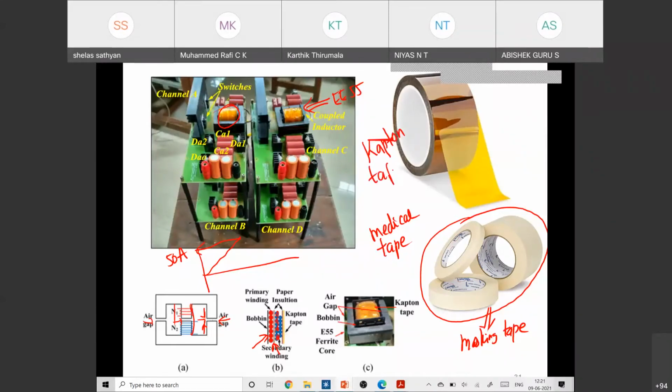A few years back, these tapes were not available in India. We had to import them. Nowadays, it is available in almost all the online websites. Once you use this Kapton tape, you can have the final result. This yellowish color is because of the Kapton tape. So this is a way you could design a high frequency inductor.